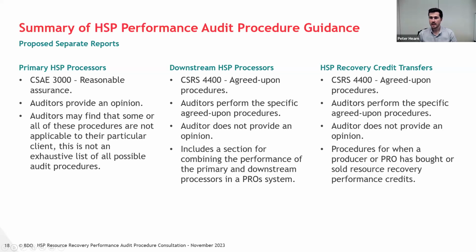And then the last review or audit is another 4400 agreed upon procedures. Again, these procedures are specific. The auditor does not provide an opinion. And these procedures are for when a producer or a PRO has bought or sold recovery credits, which may be done when a producer in category A has not achieved or exceeded their management requirement. They can choose to purchase or sell credits in order to achieve their management requirement.